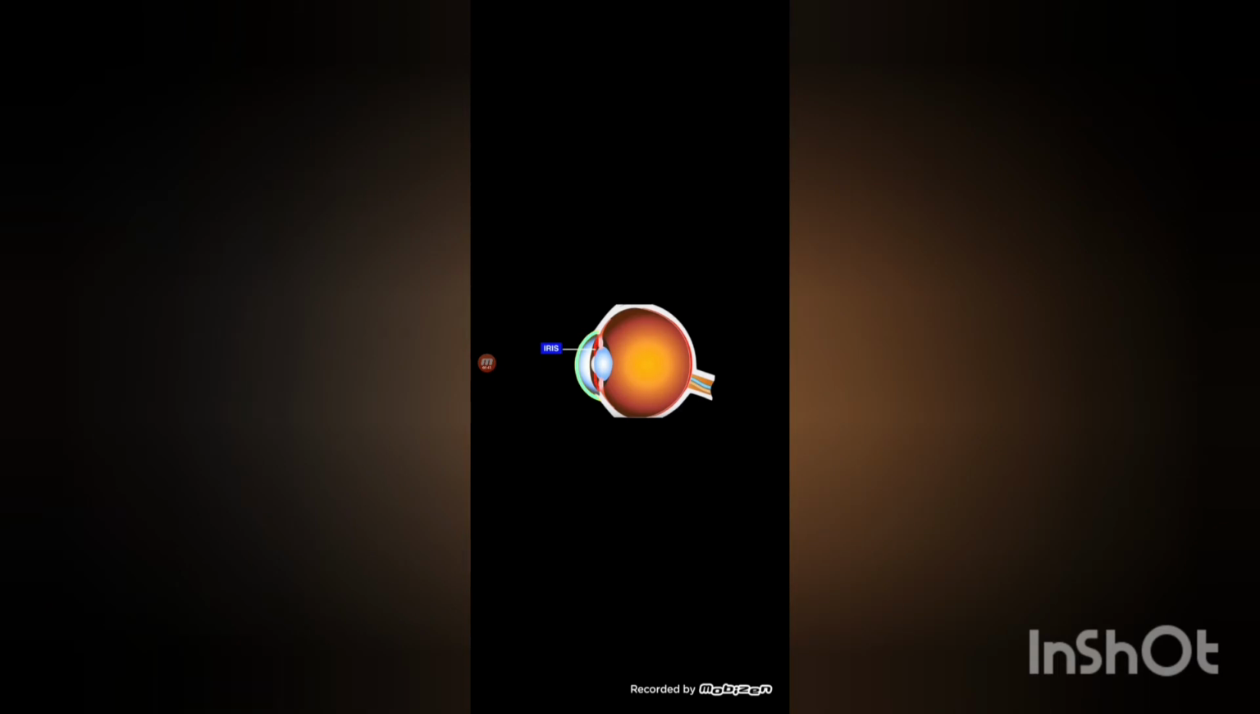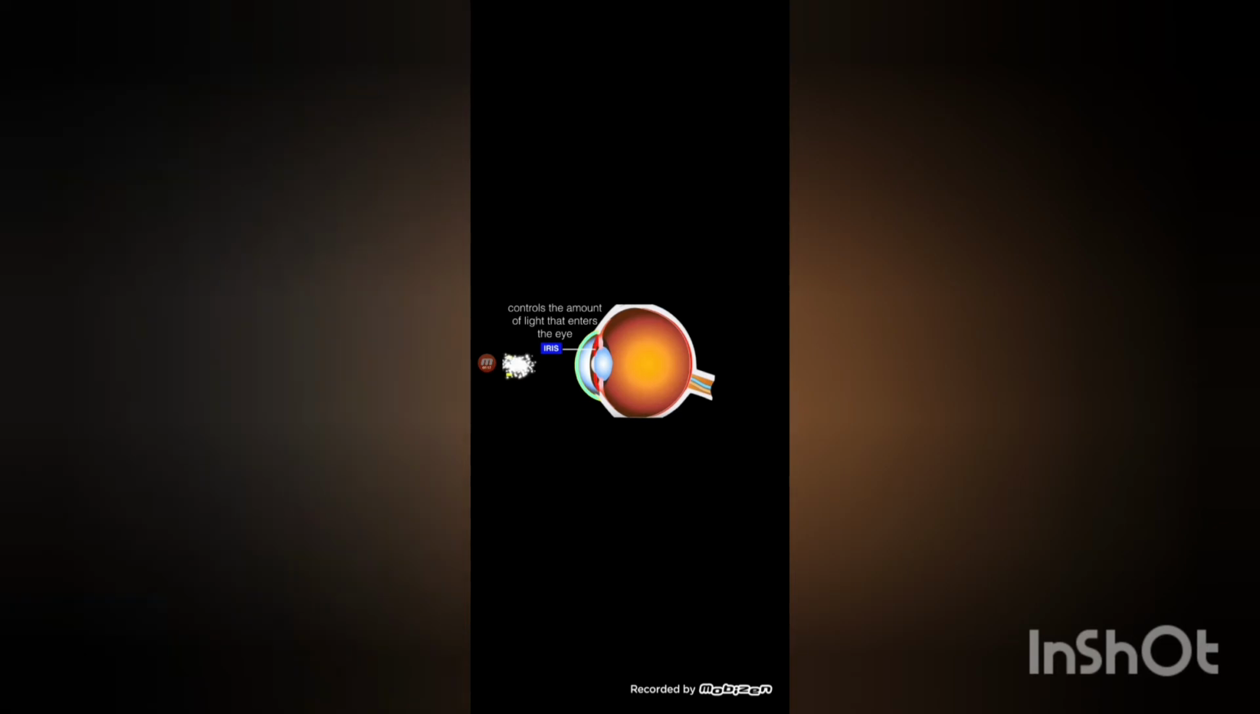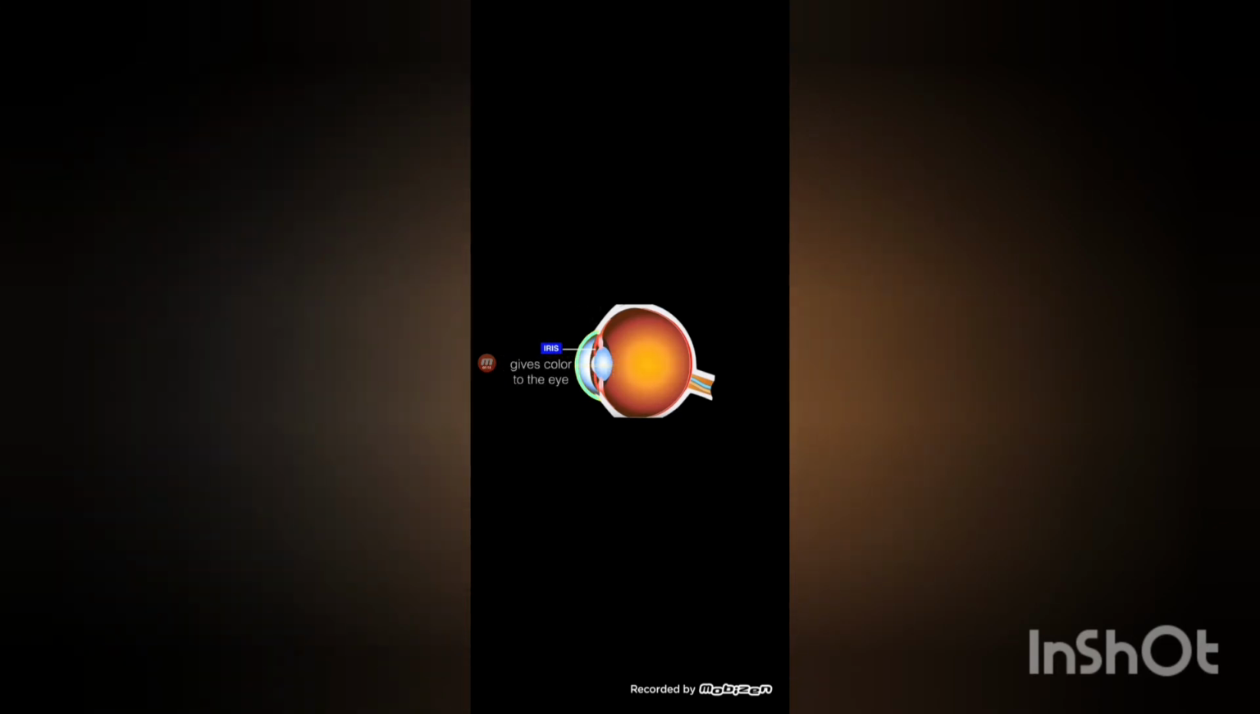This part is called the iris. The iris controls the amount of light that enters into our eyes. The iris also gives color to the eye.